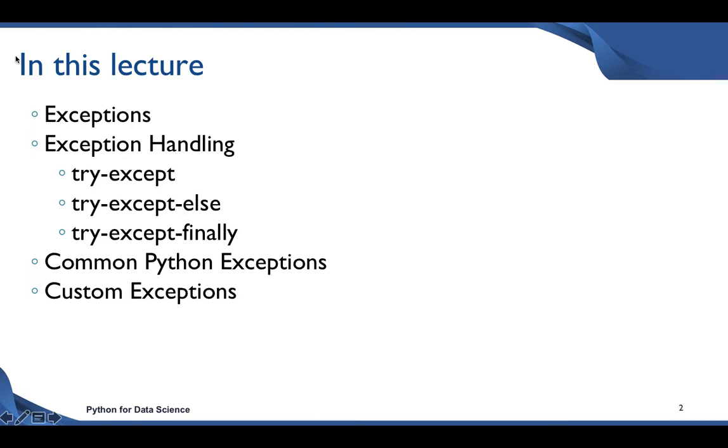So in this lecture we will see what exceptions are, and how exceptions are handled using try except, try except else, and try except finally blocks. These are the blocks we will study and analyze. What is the difference between these three blocks? Next we will look at the common Python exceptions and the custom exceptions, how we can create our user defined exception or custom exception.